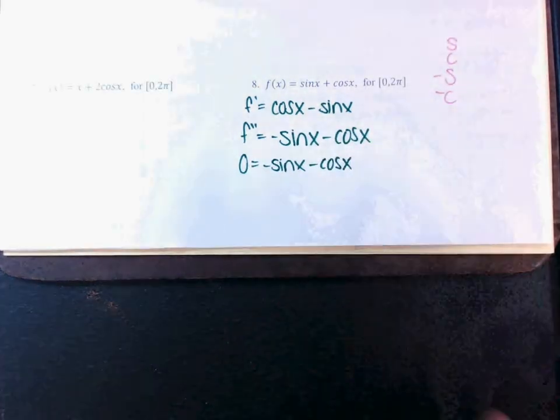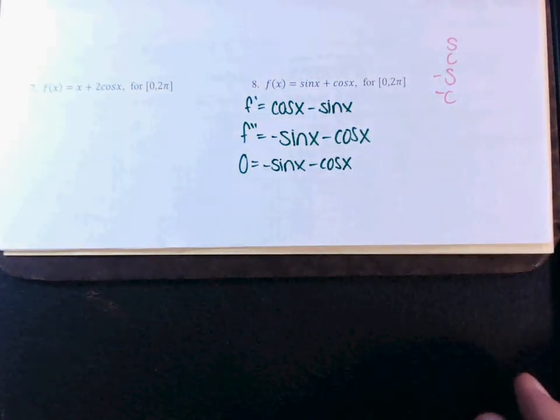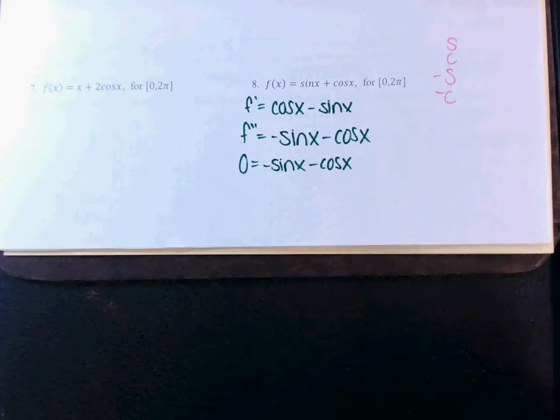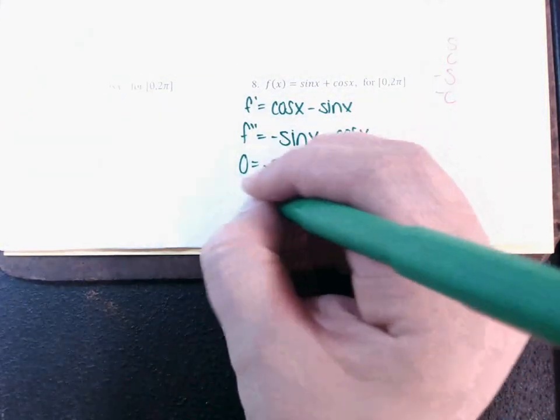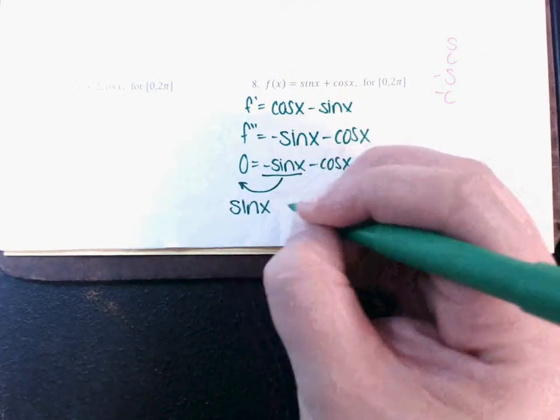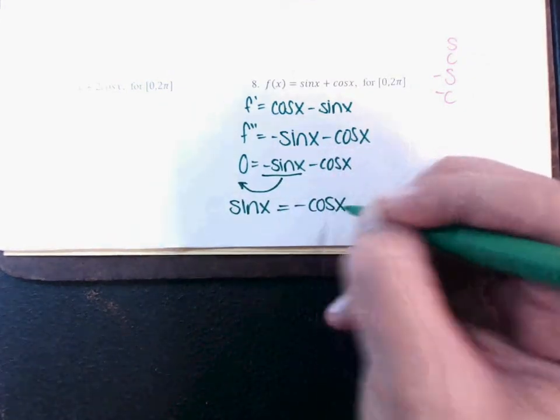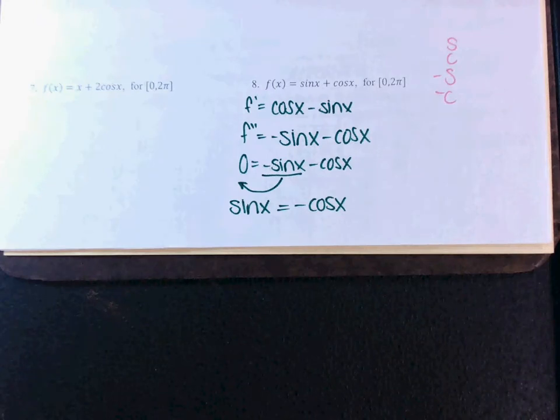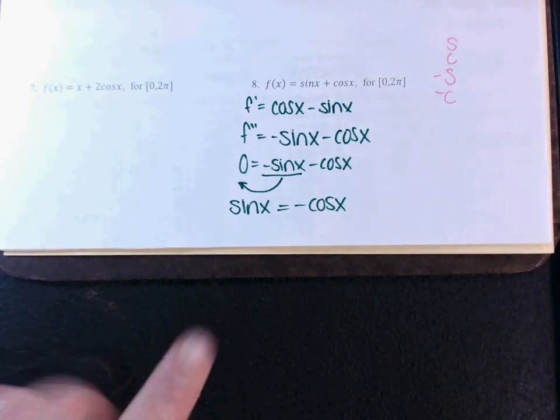And this is where it can get a little tricky to know what to do from here. So I'm going to help you find the possible points of inflection. We're going to take our negative sine x, we're going to bring it across to the other side. So now positive sine x needs to equal negative cosine x. So far so good?